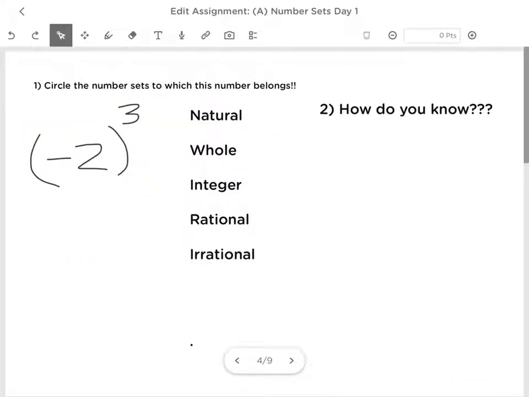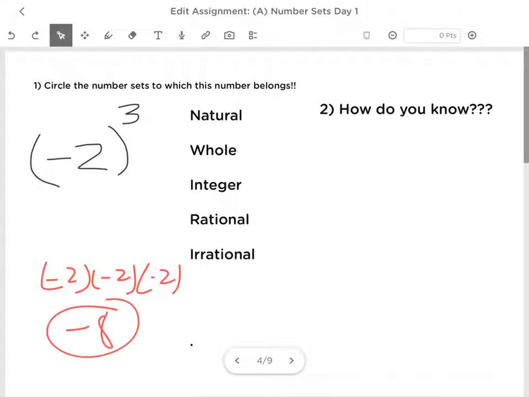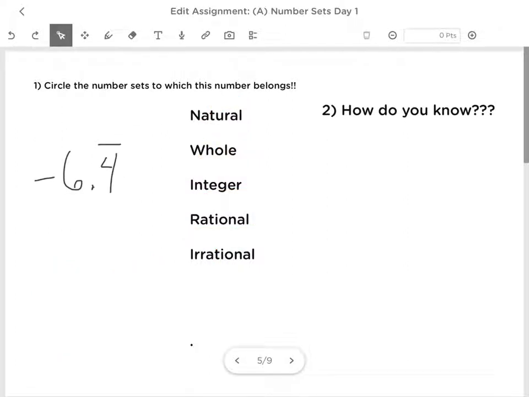All right, so thinking back to when we learned about powers just the other day, this is really negative 2 times negative 2 times negative 2, which is actually negative 8. Okay, so I want to think about its simplest form, which, again, no negatives in natural and whole. It's definitely an integer, and it's definitely rational. It's not irrational because I can write it as a fraction, right? I could write it as negative 8 over 1 if I wanted to, or negative 16 over 2, or whatever comes to mind there. And again, integers are all the natural and whole numbers with their negatives included, and this is definitely one of those. That's how I know.